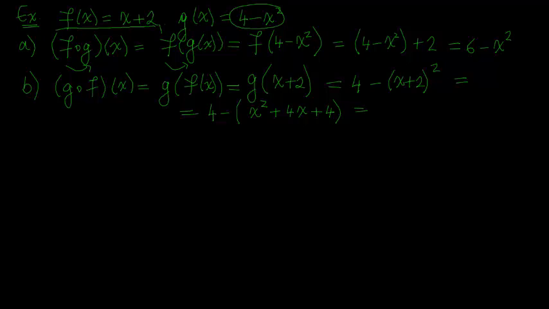So now the 4 and this 4 cancel because I have a minus in front of the parentheses, so this turns into negative x squared minus 4x. It's important to realize that this is the first operation that you have seen, even though it's an operation on functions, that is not commutative. What do I mean by that?